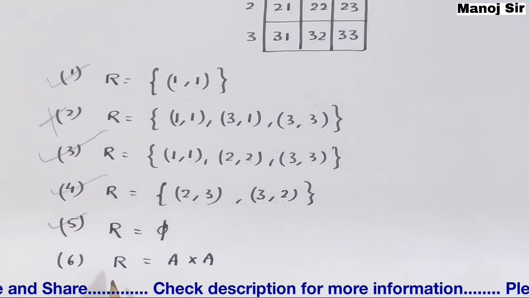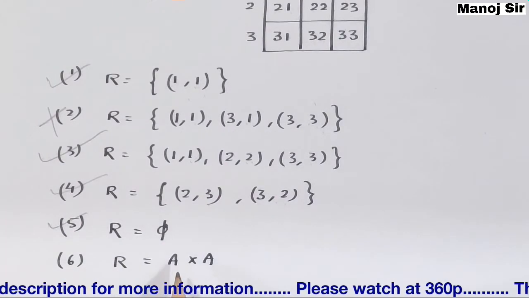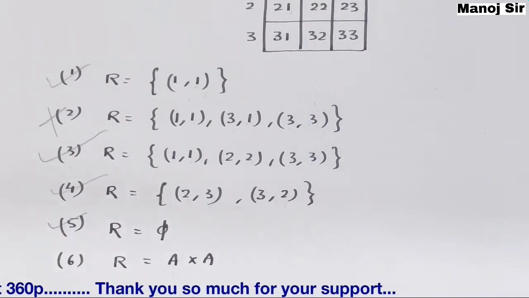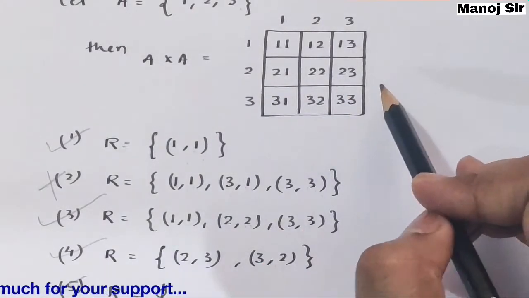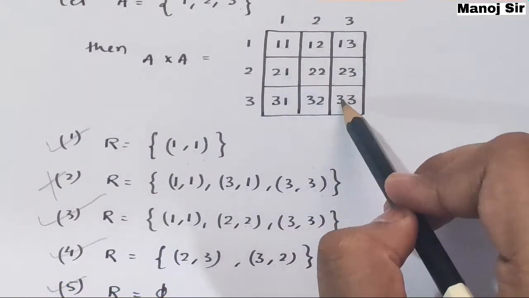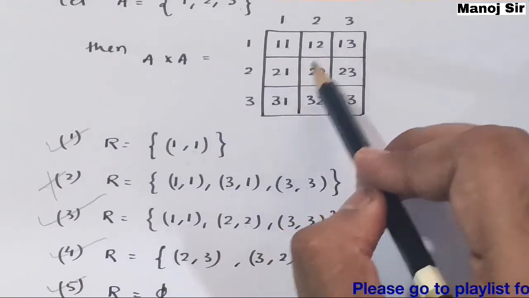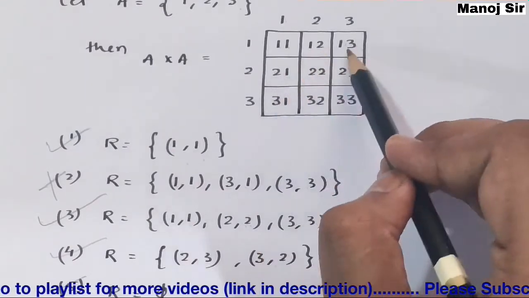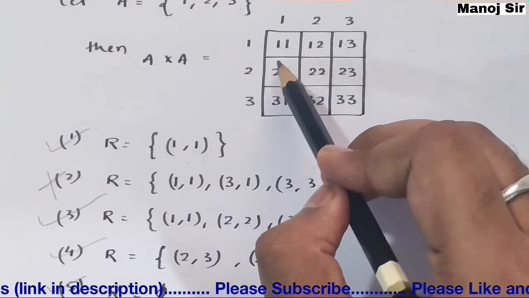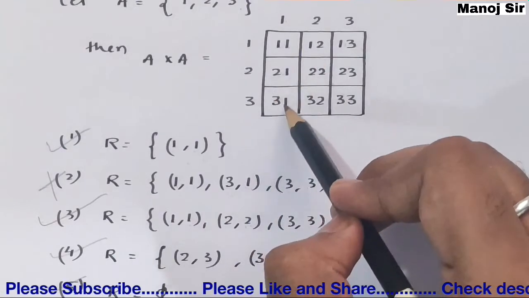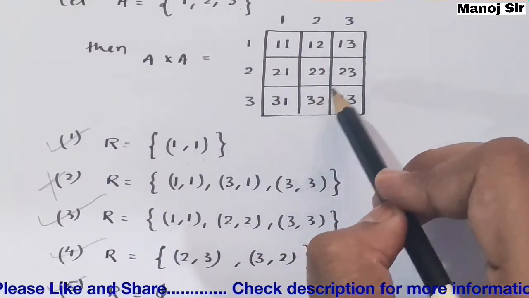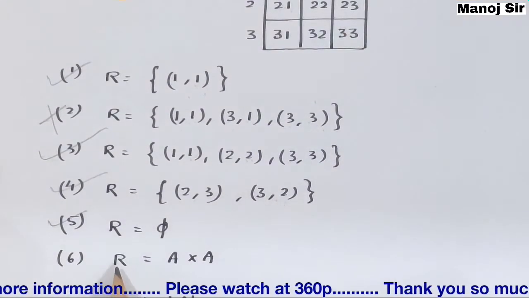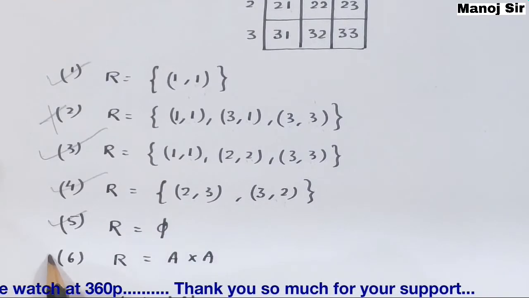Now in the last case, that is R equals the complete Cartesian product of set A, that is A cross A. If you see in this A cross A, we have a total of 9 elements. These 3 elements are self symmetric, but for the other 6, we have symmetric pairs. The symmetric pair for (2,1) is (1,2), the symmetric pair for (3,1) is (1,3), and the symmetric pair for (3,2) is again (2,3). So we will say that this relation, A cross A, is again a symmetric relation.